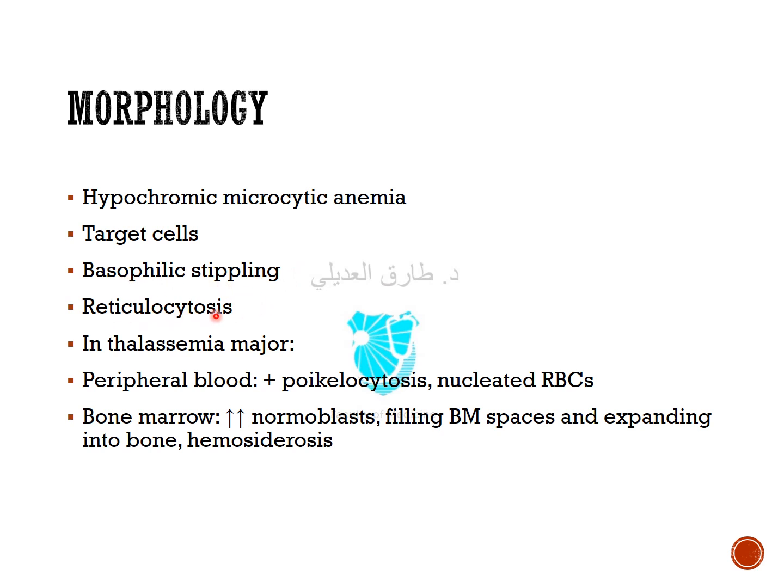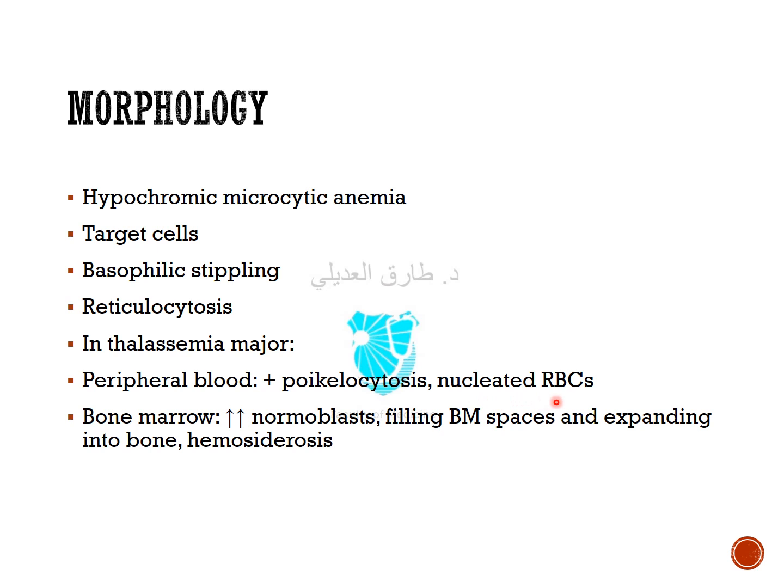We have reticulocytosis, as we mentioned. This is a main difference between thalassemia and iron deficiency anemia. Now, in thalassemia major or Cooley anemia, RBCs will become poikilocytotic, like in iron deficiency anemia. We see different shapes and figures.